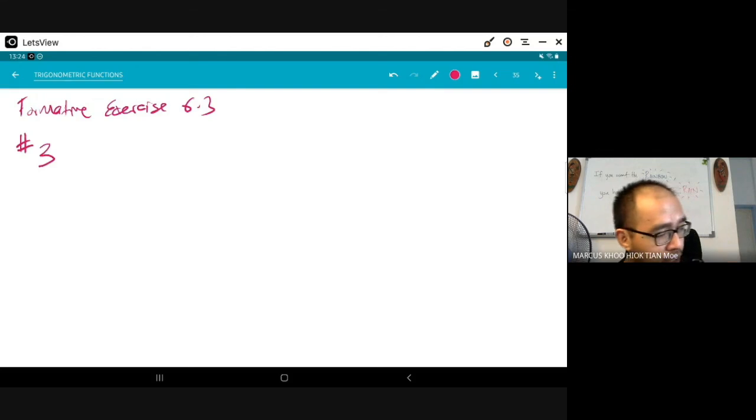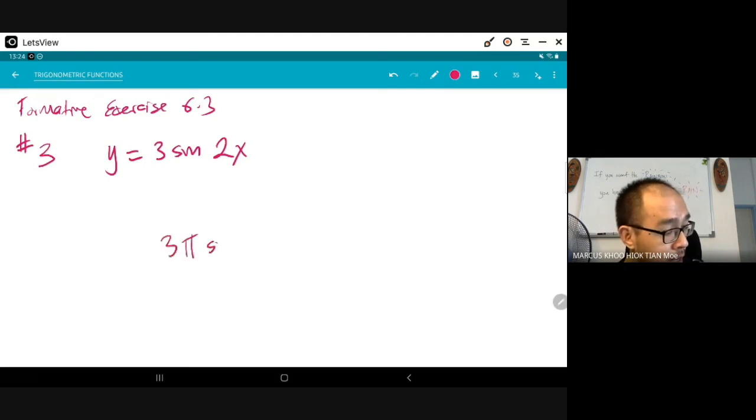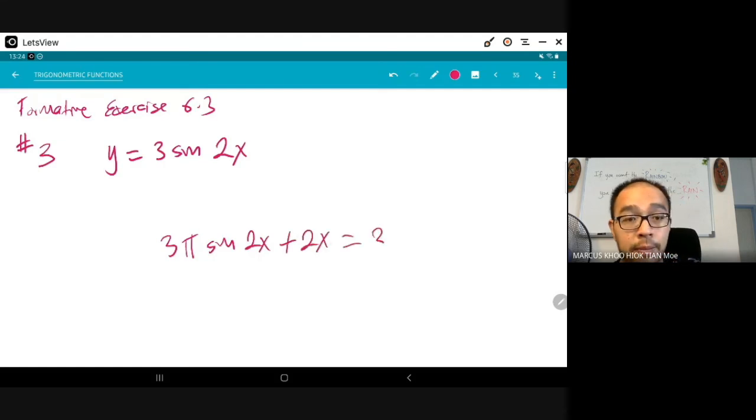Okay, so the question is, sketch the graph of y equals 3 sine 2x from 0 to 2 pi. And then dia cakap, then on the same axis, draw a suitable straight line to find the number of solutions for 3 pi sine 2x plus 2x equals 3 pi.